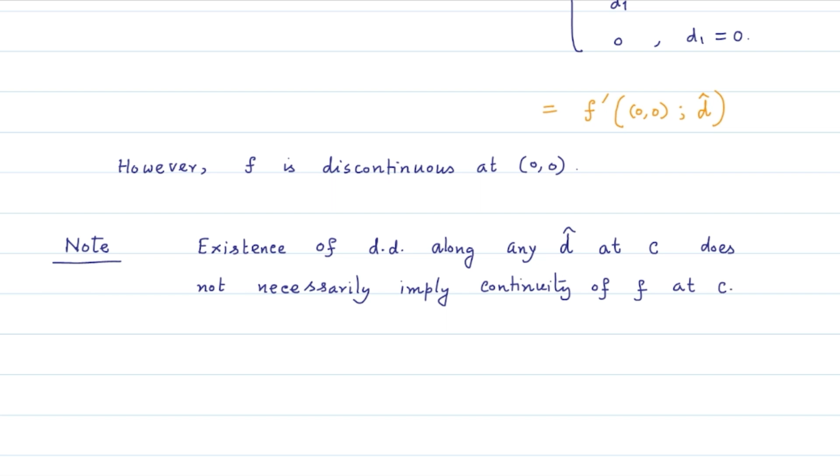Therefore, neither the existence of all partial derivatives nor the existence of all directional derivatives implies continuity of the function f. Therefore, the notions of partial derivatives or directional derivatives for functions of several variables are somewhat unsatisfactory generalizations of the usual derivative for functions of one variable, because the existence of partial derivatives or directional derivatives does not imply the continuity of the function.